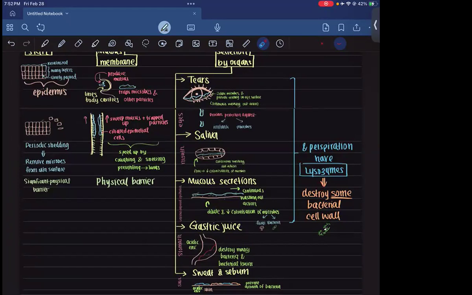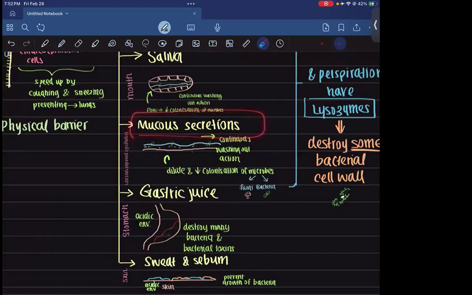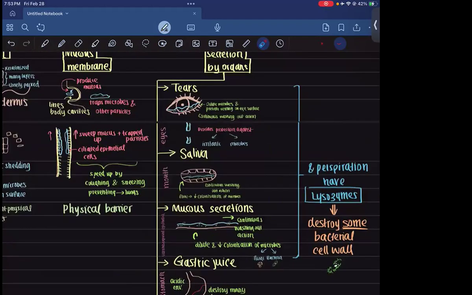Okay. So see, the mucus secretion, where is it present? They are present in various exposed epithelia. So there will be mucus secretions on the epithelia, and this will also be providing a continuous washing out action. Just like saliva, just like tears, they are first of all going to dilute the microorganisms, and because of that, the colonization of microbes is going to reduce. How? They will be washed off. So the mucus secretions are going to continuously wash off these microorganisms, and therefore the colonization of the microbes in these exposed epithelia is going to reduce.